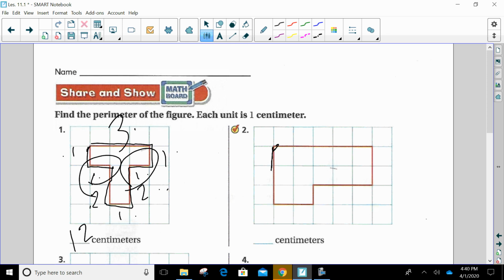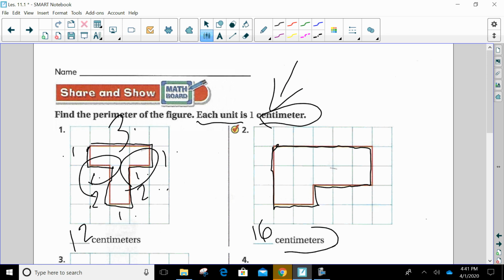Okay, here we go. Corner to corner. 1, 2, 3, 4, 5, 6, 7, 8, 9, 10, 11, 12, 13, 14, 15, 16. 16 centimeters. Now, do you notice how we switched from units to centimeters? Well, it said each unit is a centimeter. They are now giving you a unit of measure. Whatever they tell you it is, that's what has to be in your label. Be careful with that.